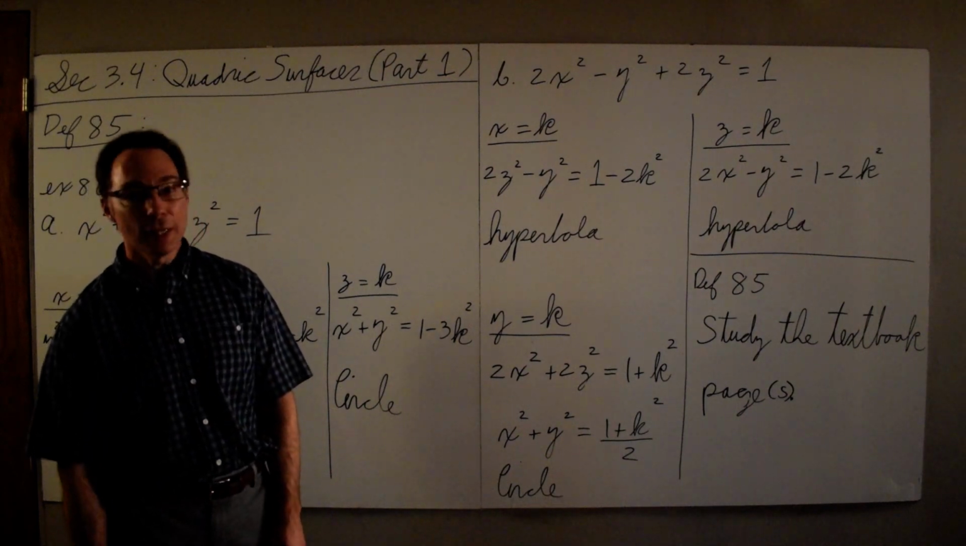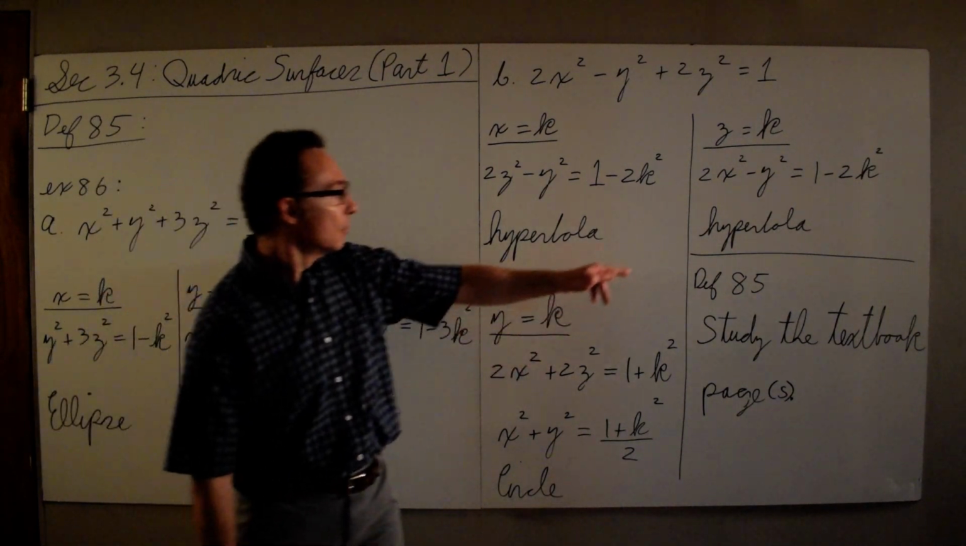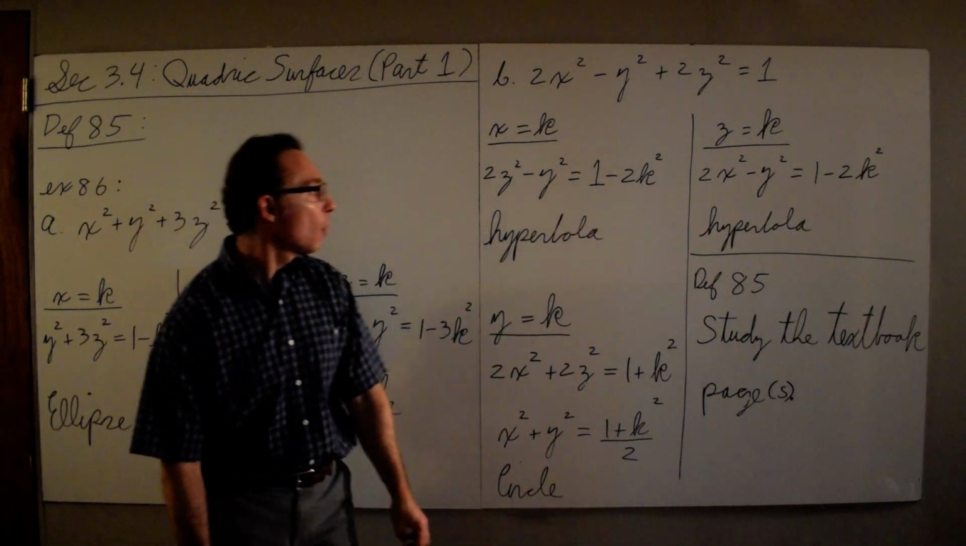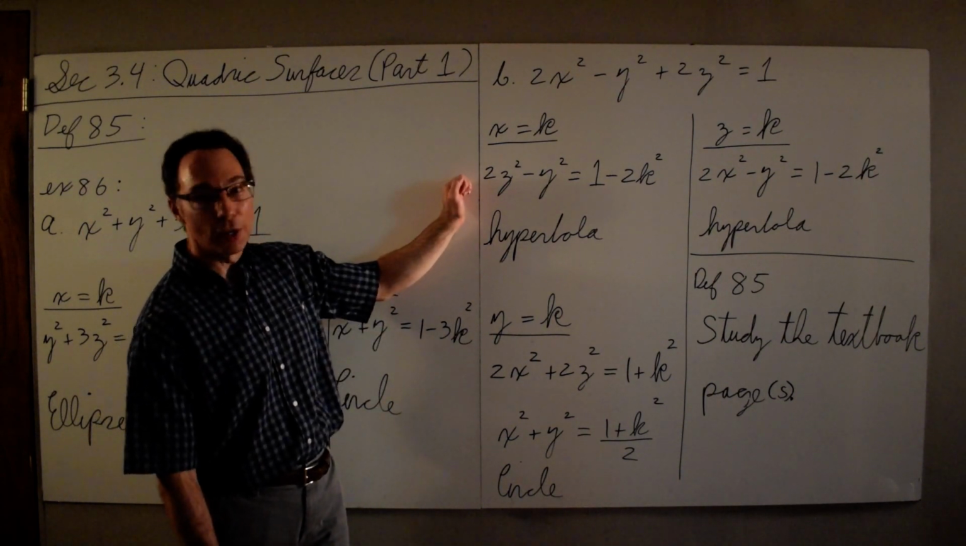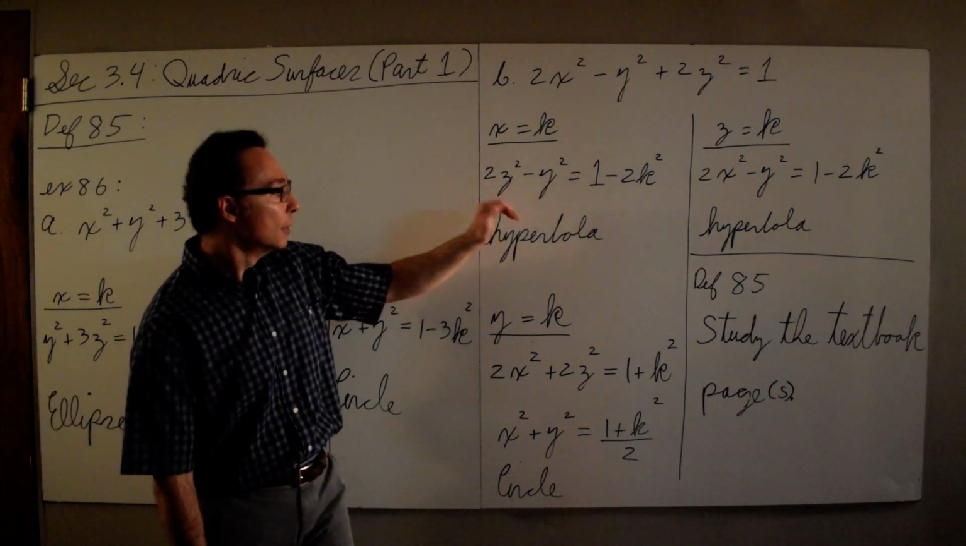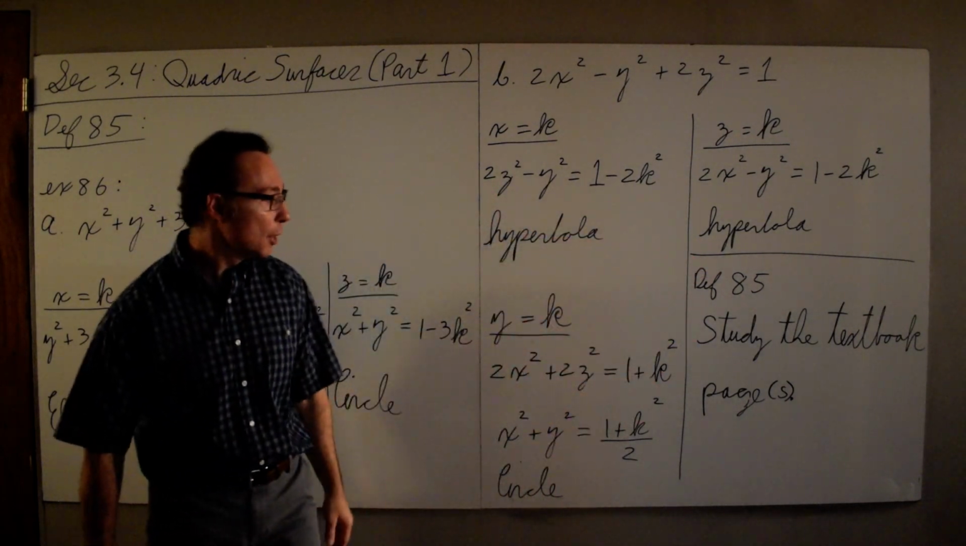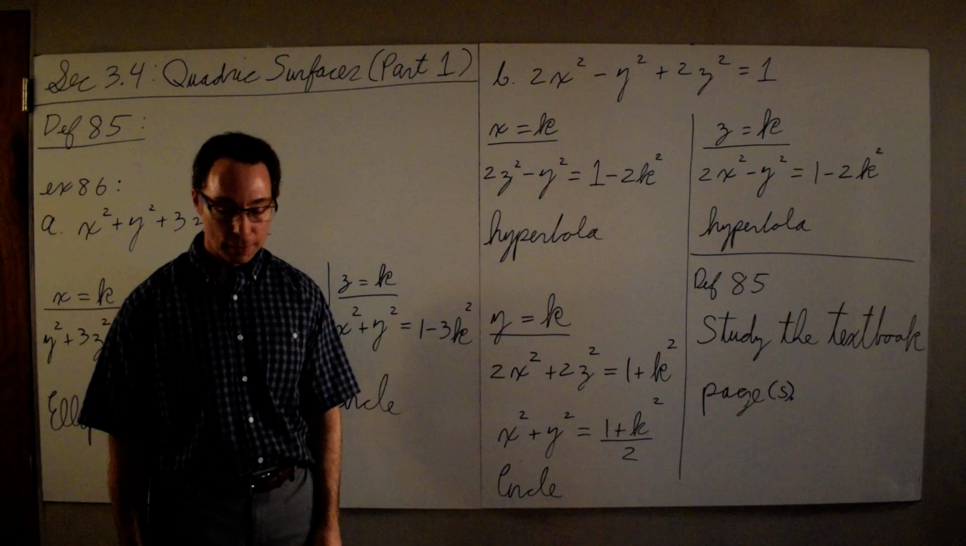Finally, when z is equal to k, we have 2x squared minus y squared is equal to 1 minus 2k squared. It's very similar to this. We just have different variables, right? So it's a hyperbola. It's just a hyperbola in a different plane.